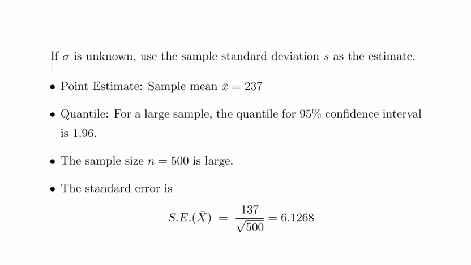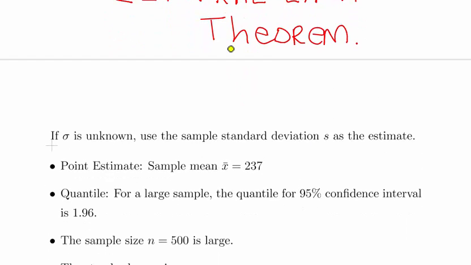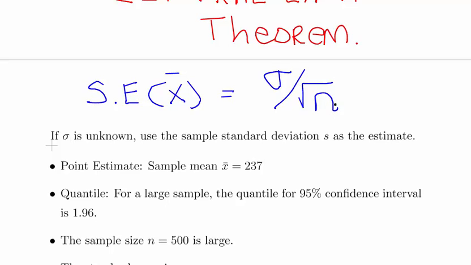Now another quick remark here, I forgot to put in the standard error formula. So the standard error for a sample mean is SE, the standard error of x bar is sigma over the square root of n. So that should be on your formula sheet. Really at this stage you should be fairly familiar with it. Now, if sigma is unknown, use the sample standard deviation S as an estimate.